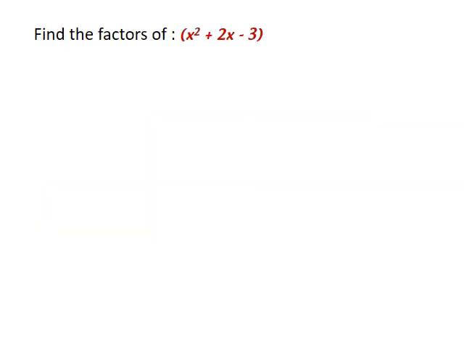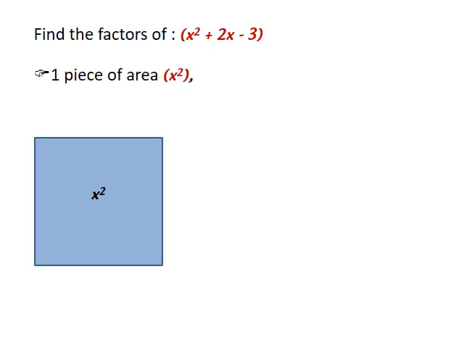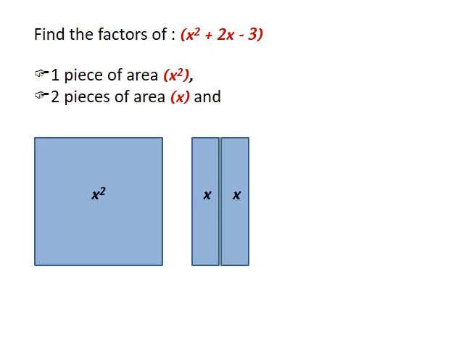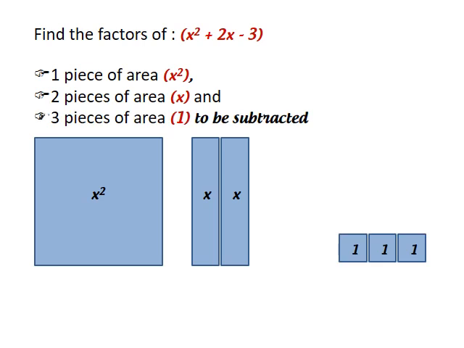We are now to find the factors of x square plus 2x minus 3. So let us first do it using the practical method. So we need one piece of area x square, 2 pieces of area x, and 3 pieces of area 1 which need to be subtracted. So we just turn them over.